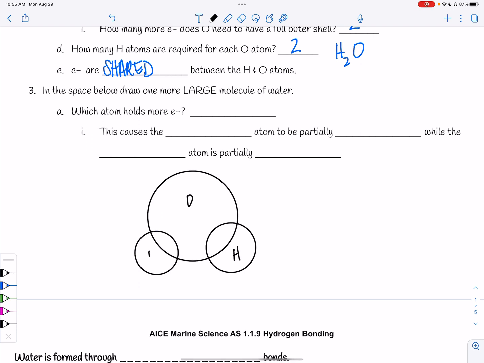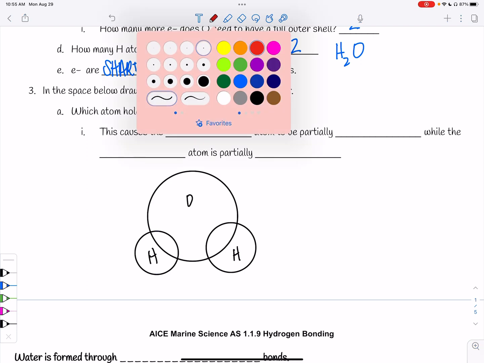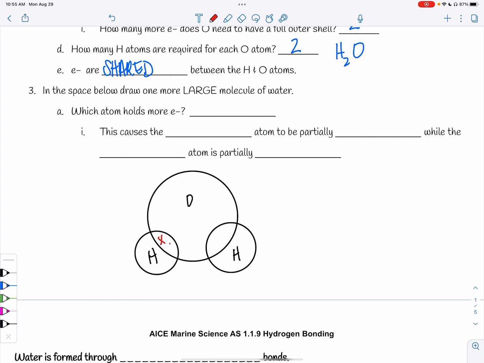Oxygen, hydrogen, hydrogen. And I'm going to use red to show my electrons. Two here, two here. One of them in each little sharing area is coming from hydrogen. The other one's coming from oxygen. I knew oxygen came with 6, so there's one, 2, 3, 4, 5, and 6. But total now, oxygen has 8, hydrogen has 2 apiece.